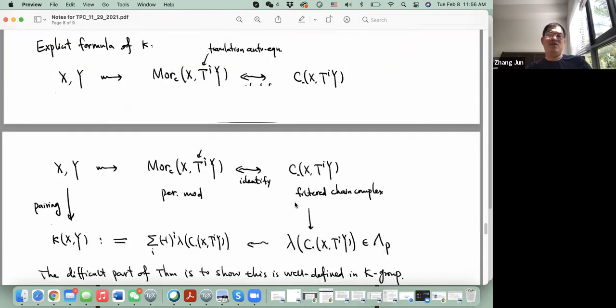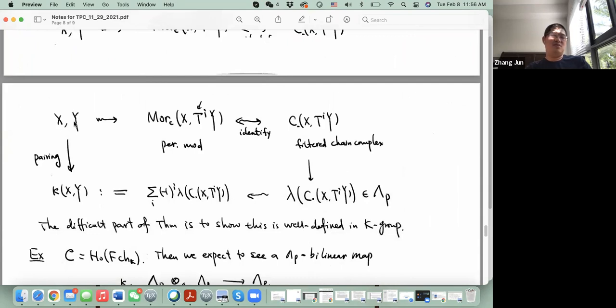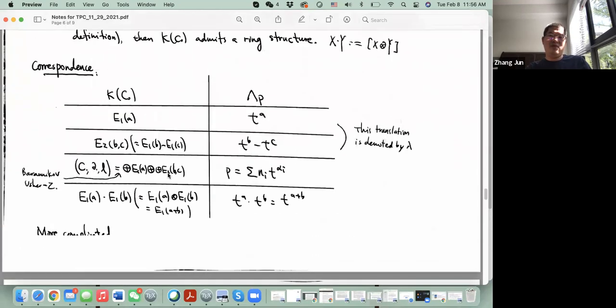And here is the recipe for how you do this pairing. You take two objects. You consider the morphism set between x and the shift, or translation, of y. Notice that this is a persistent module by definition of TPC, and the persistent module can be transferred to a filtered chain complex. Once you have a filtered chain complex, there's a map, which I do not specify, that takes you directly into the K group. The precise transition we did here is that you transfer from the filtered chain complex to a polynomial in this way.